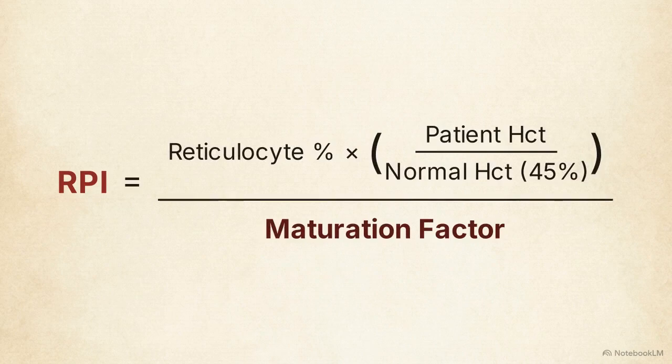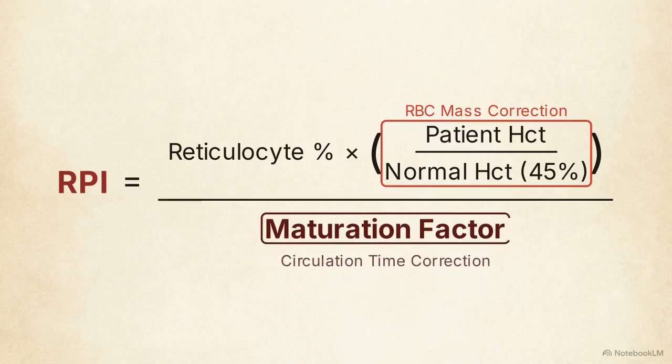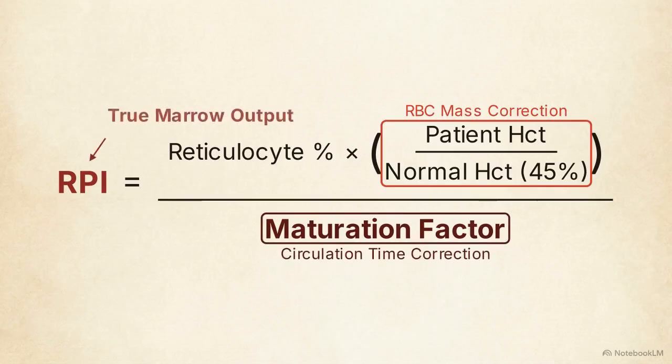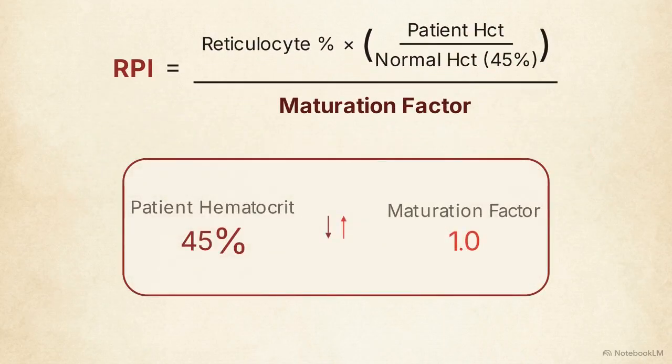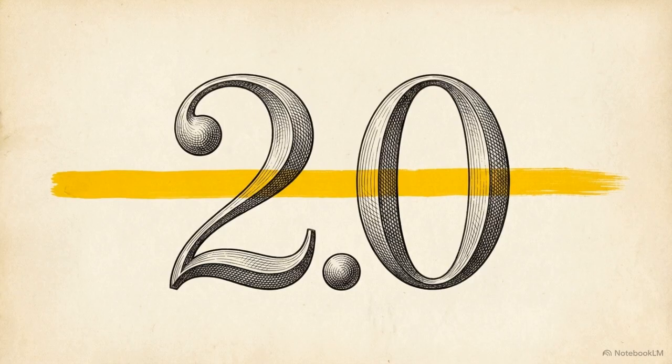This formula calculates the reticulocyte production index, or RPI. It corrects for both the reduced red blood cell mass and the extended circulation time of shift reticulocytes, yielding an accurate measure of marrow output. The crucial variable here is the maturation factor, which scales inversely with the patient's hematocrit. A normal hematocrit of 45% uses a factor of 1.0. As anemia worsens, dropping to 35, 25, or 15%, the maturation factor increases to 1.5, 2.0, and 2.5, progressively correcting the mathematical distortion.